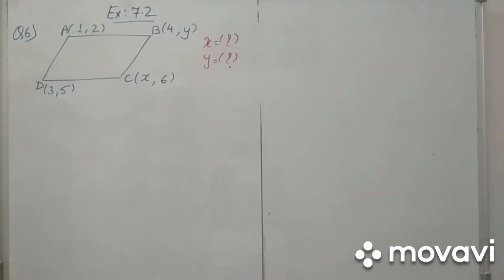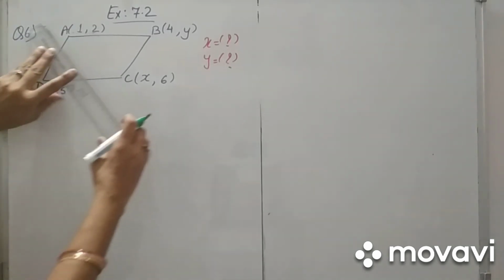Next question number 6. What is it giving us? If the coordinates are the vertices of the parallelogram, and are taken in order, find the value of x and y. The value of here y and here is an x. Now here we have to use the property of parallelogram. What is the property of parallelogram?